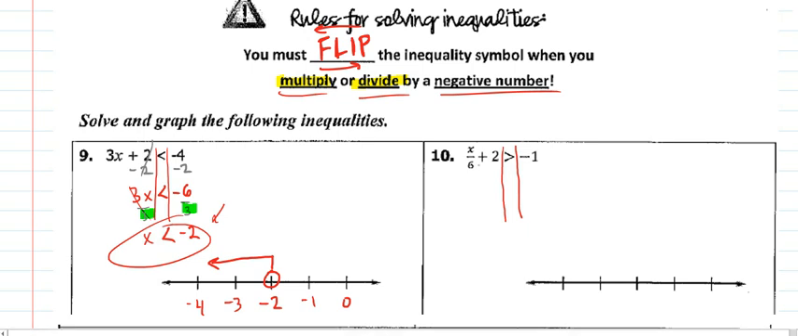Number 10. Remember, you can pause at any time. Subtract 2 on both sides. Same step. Interesting. Cancel out. 2 minus 2 is 0. Bring down not just the x, bring down the x over 6. Should the sign flip? Are we dividing by a negative or multiplying by a negative? No, so it doesn't flip, stays the same. Negative 1 take away 2 is negative 3.